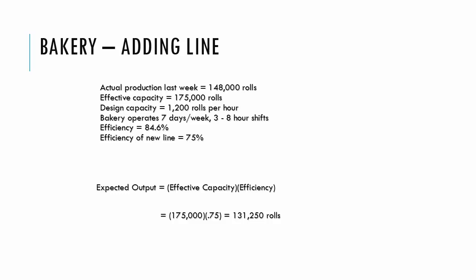Reasons may include the fact that we would probably hire new employees to work on this line. The line might have, quote, kinks to work out, end quote, etc. Here, they estimate the efficiency of the new line to be at 75%. With this number, we can calculate the expected output of the new line at 131,250 rolls per week.